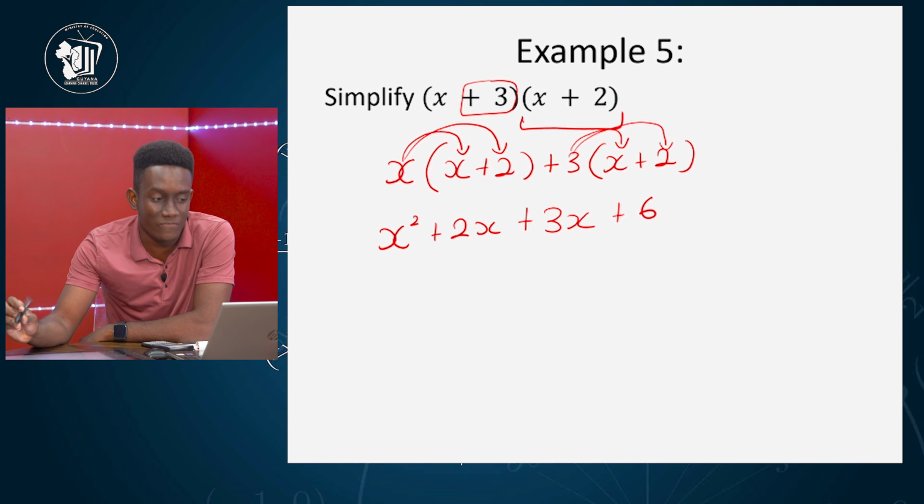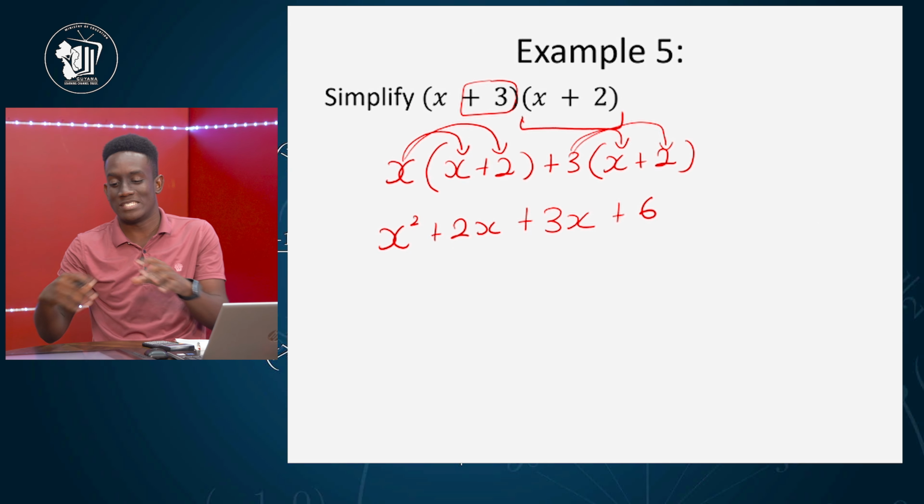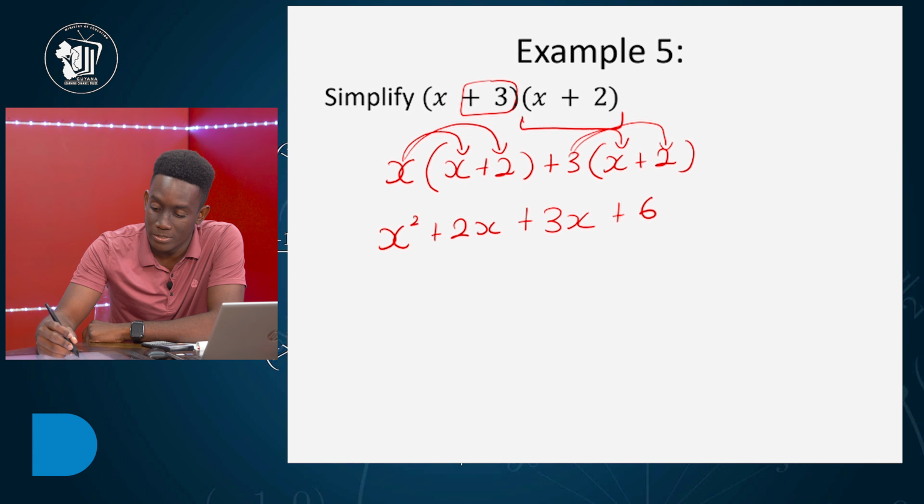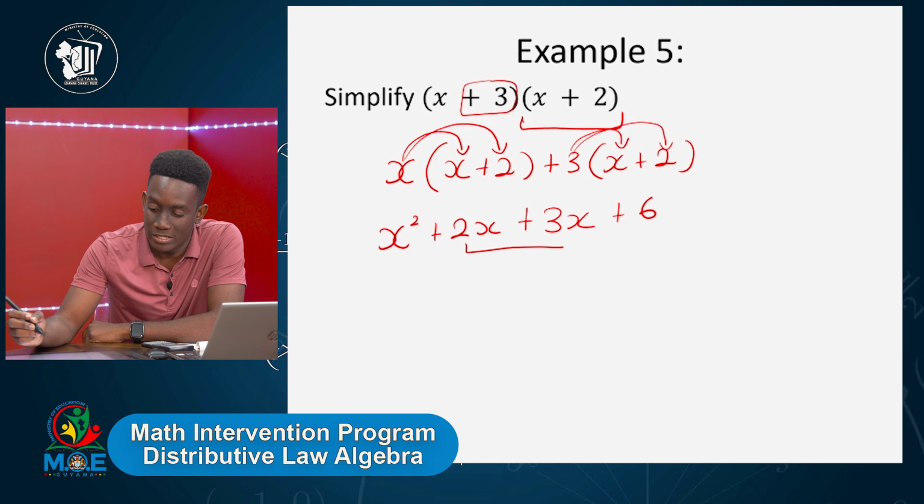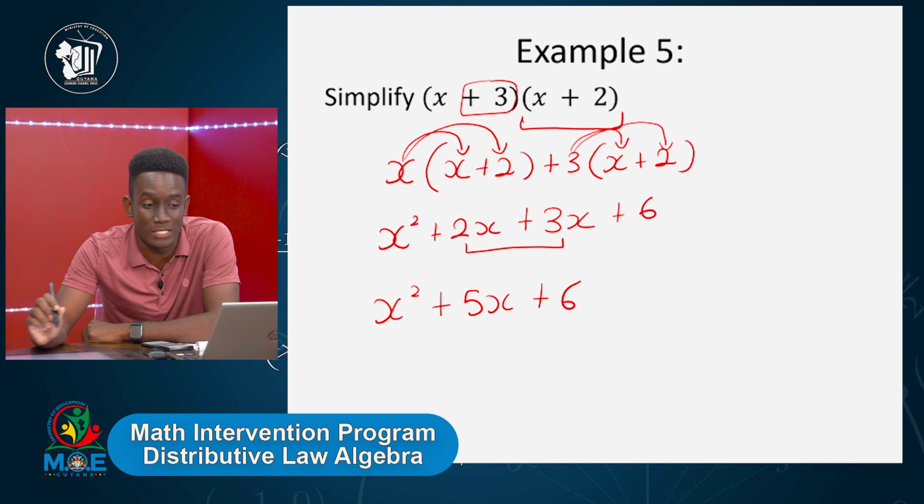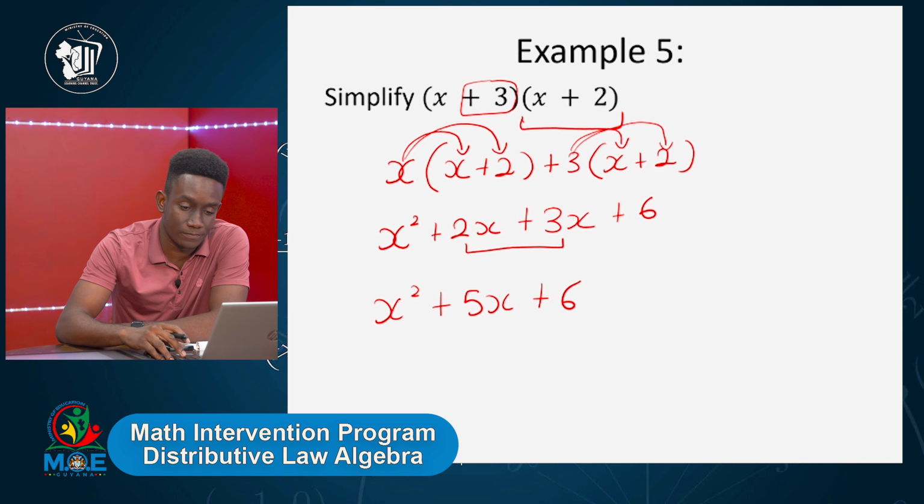And then I simplify. We cannot leave this as it is. We have to simplify further. So we see all the like terms and we simplify them. We have these two terms that are like. So we'll have x squared, 2x plus 3x will give me 5x, plus 6. And that is the answer when we simplify this.